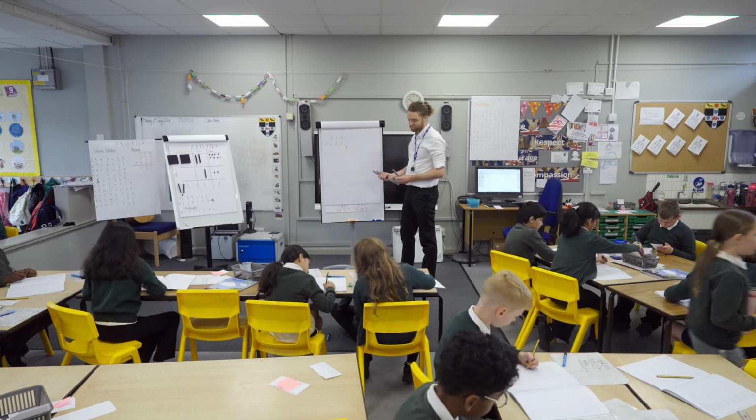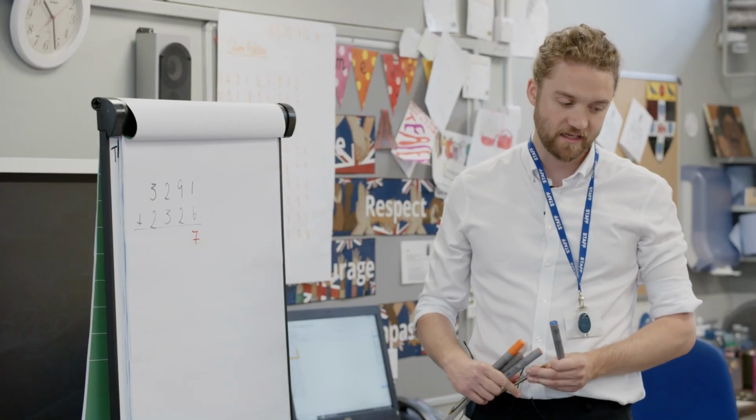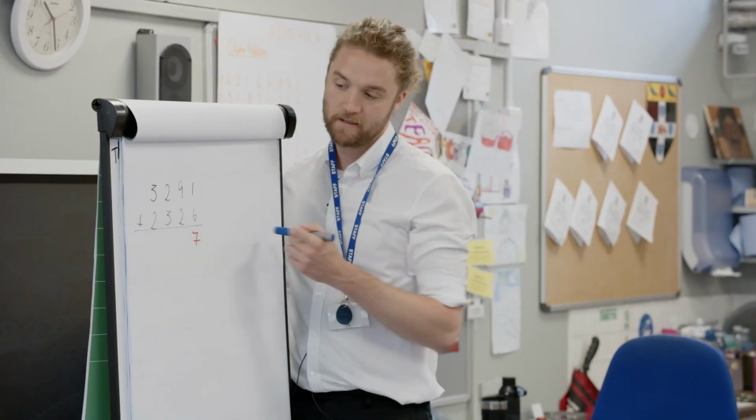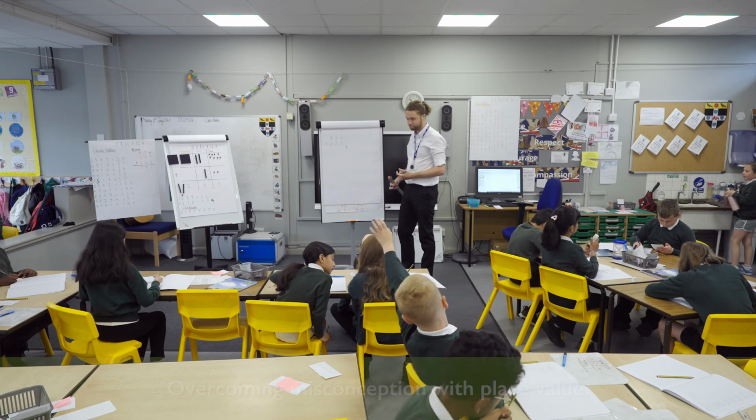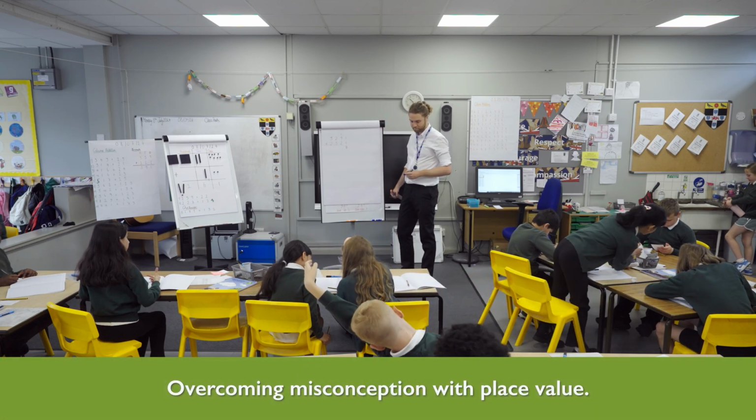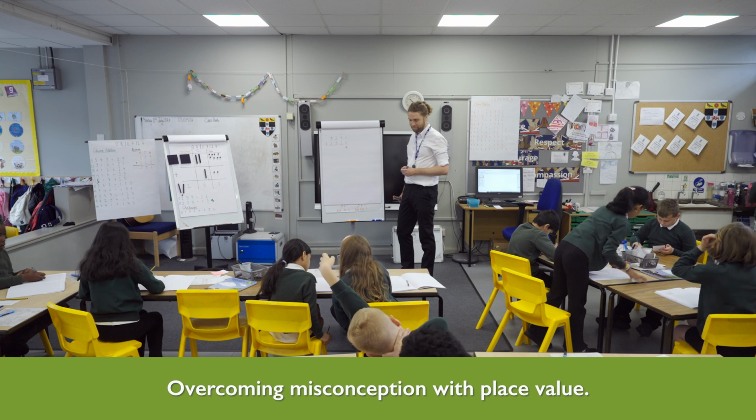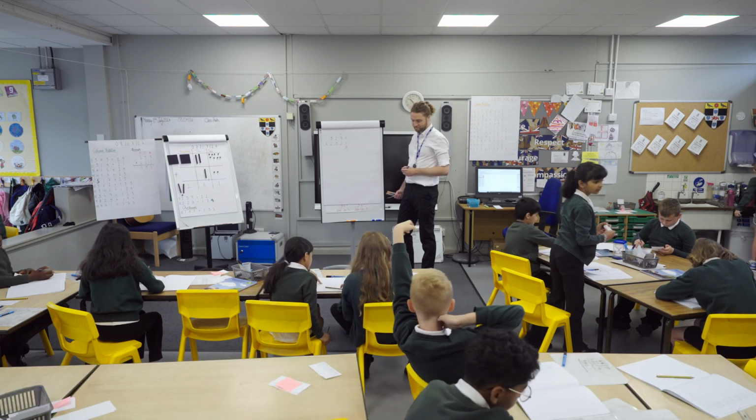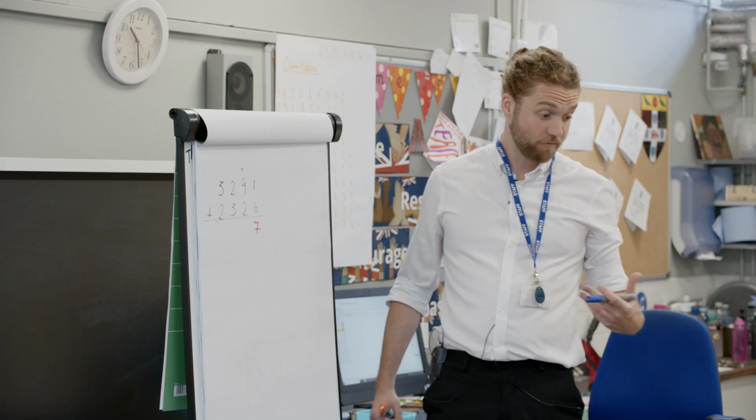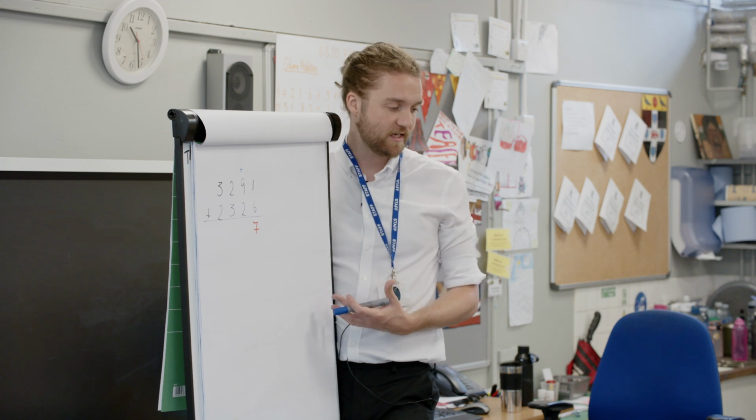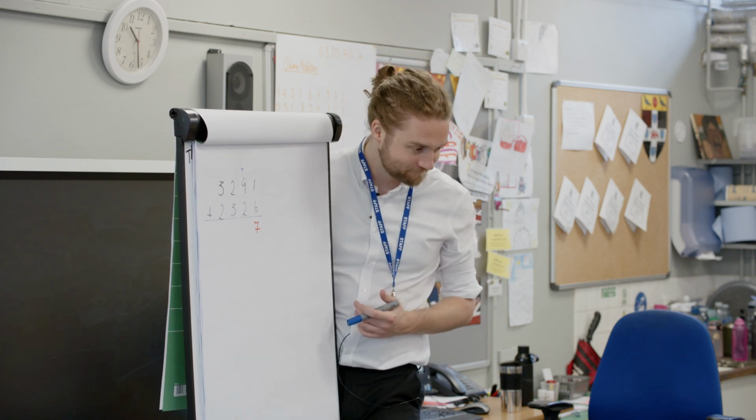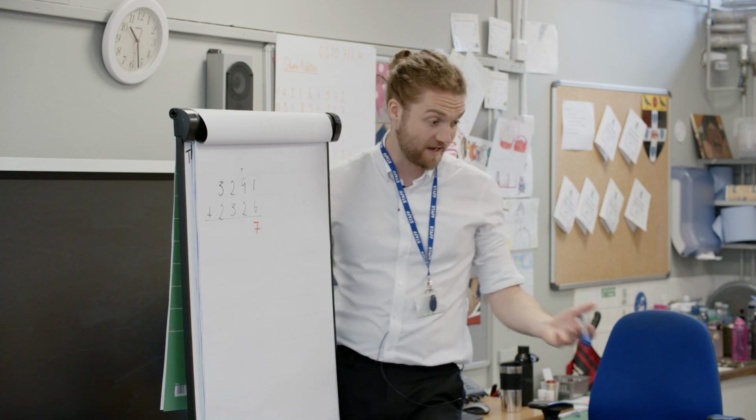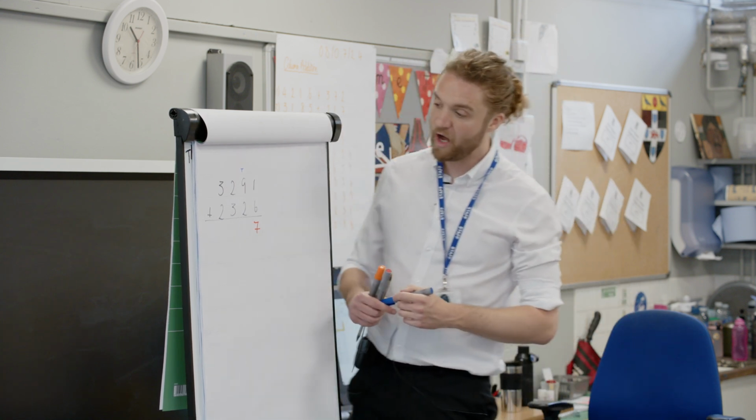Is it 11? 9 add 2 is 11. 90 add 20. Let's make sure we're just using, because look, we're in our tens column, aren't we? So it's a 90 and a 20. You're right, 9 add 2 is 11, isn't it? So what's 90 add 20? It's 10 times bigger. 110. Excellent, well done. So I've got 110.